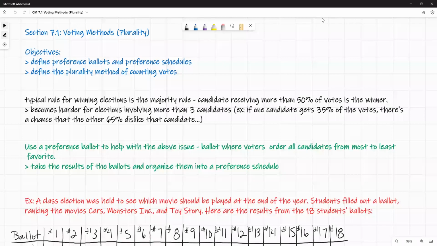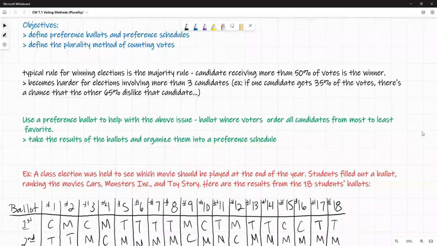Here is the first section of chapter 7. We're looking at voting for this chapter. And for this first section, we're going to focus on one of the methods for counting and determining the winner from an election, and that's the plurality method. So our objectives are to define preference ballots and preference schedules, and then define and use the plurality method of counting votes.